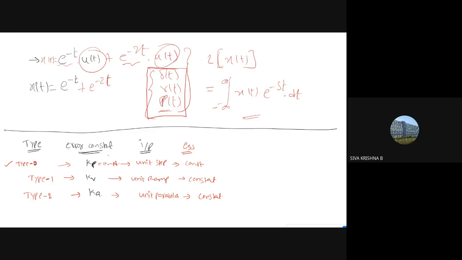Suppose here I gave unit step input, but type 1 system. So what is the value of ESS you will get? Type 1 with unit step input. What is the value you will get here? ESS. 0, sir. 0. That means type is greater than input. Yes or no? Yes, sir.